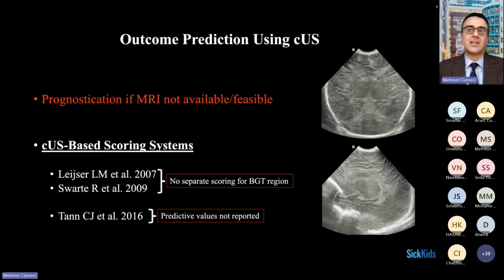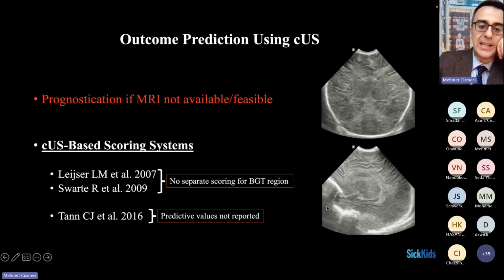A commonly asked question is, we put a lot of emphasis on brain MRI, but can we also use cranial ultrasonography for prognostication? Brain MRI is readily available in many centers, especially in Europe and in North America. But if brain MRI is not readily available, then we can also use cranial ultrasonography to get some prognostic information from that. There are many cranial ultrasound-based scoring systems. The first two, developed by Leijser and Zwart, didn't have separate scoring for the basal ganglia and thalami region. And the later one that was developed by Epelman didn't have predictive values that were reported.